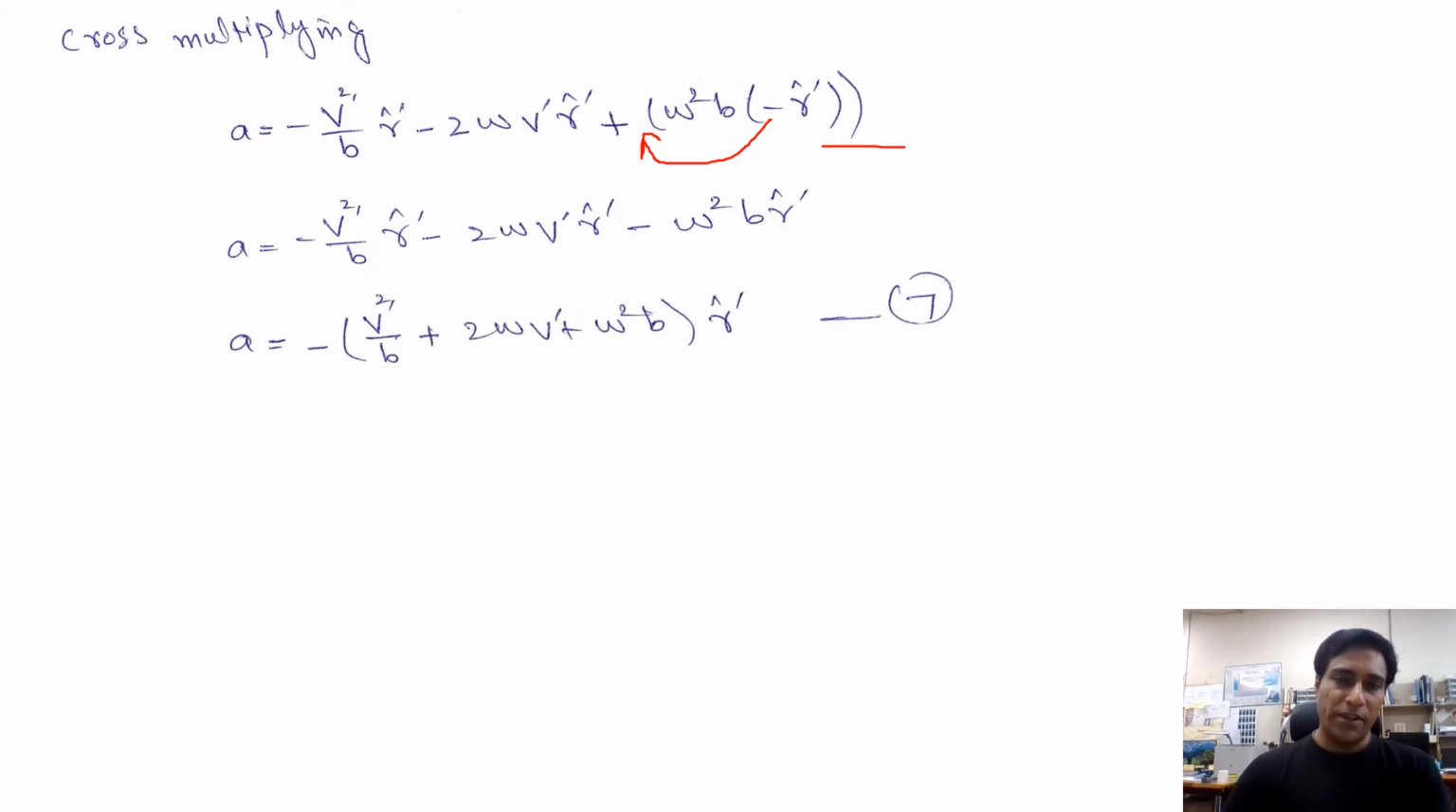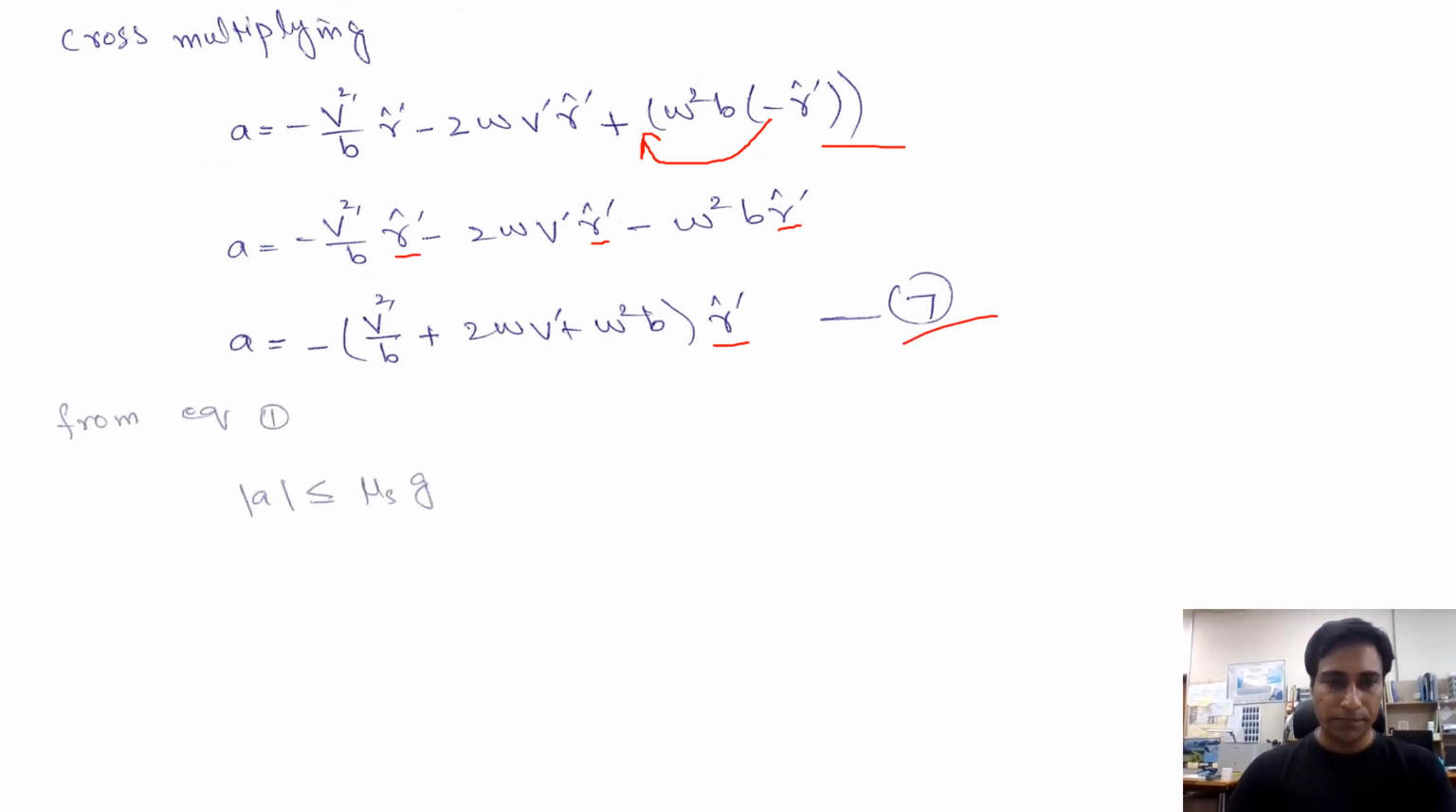So with simplification, the relation is A is equal to minus v dash square over b plus 2 omega v dash plus omega square b into r dash unit vector. This r dash is common in the above relation, as you see. So we just took this out and we get equation 7. So from equation 1, this is equation 1.